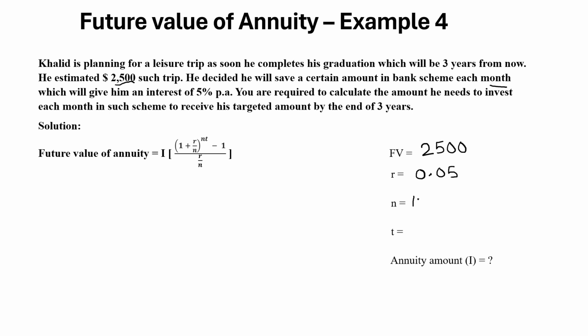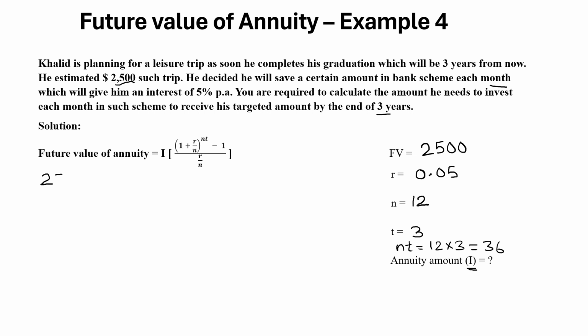N, remember here it is monthly. So how many months in a year? 12 months. So N will be 12. T is here 3 years. So T is 3. One more thing we will write here: what will be the NT? 12 multiplied by 3, NT will be 36. What is not given? I is not given. We need to find out.